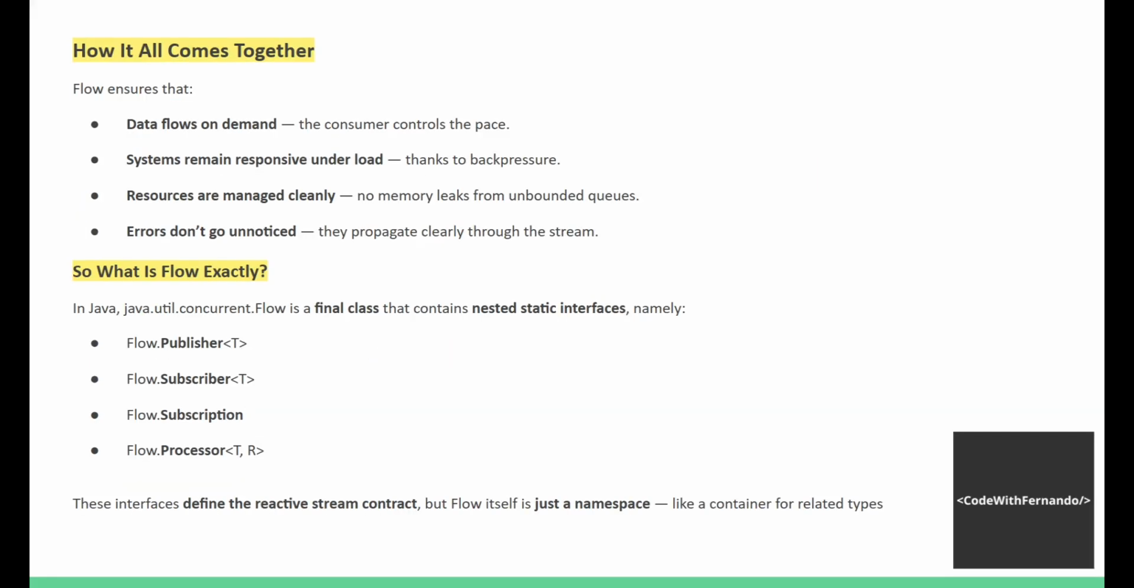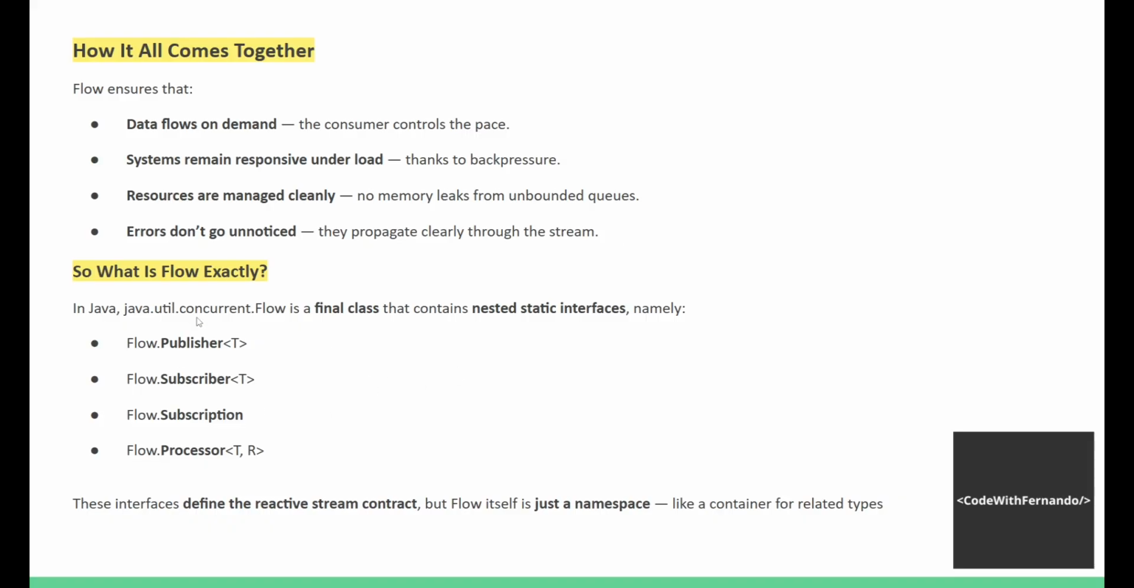How does it all come together? Flow makes sure that data flows on demand. It means the consumer controls the pace. So the consumer is the one who controls the pace. The system remains responsive under load, thanks to back pressure. Resources are managed cleanly, with no memory leaks from unbounded queues. Errors don't go unnoticed. They propagate clearly through the stream.